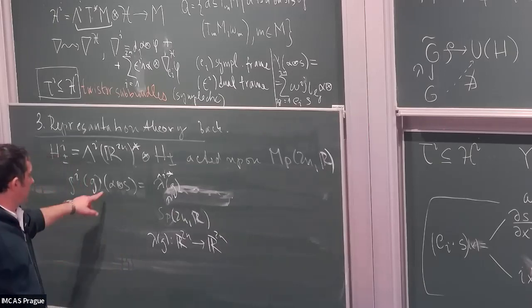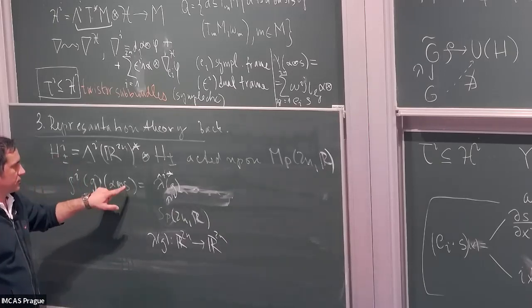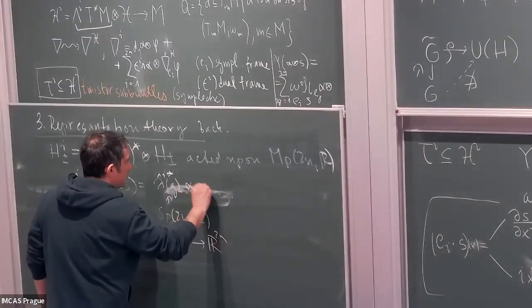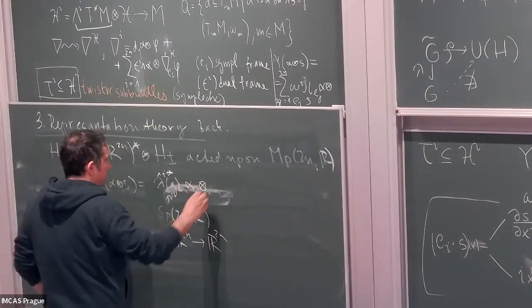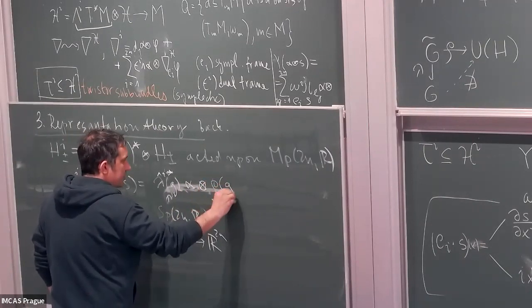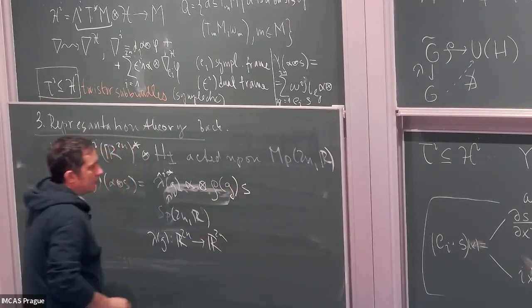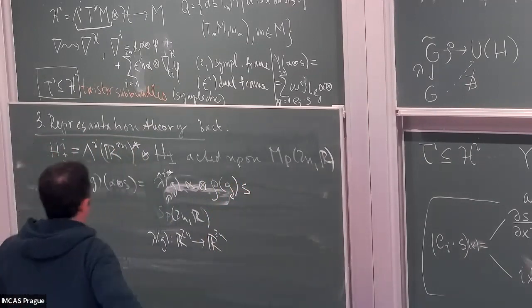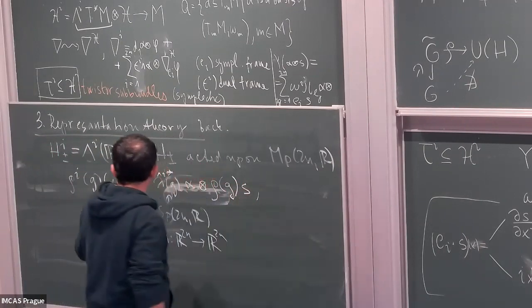So how do we act on forms with values in spinors? This is classical for people doing representation theory, but sometimes one can make a mistake. By this, there is no Leibniz rule as it would be for algebras. Okay. So this is the definition.